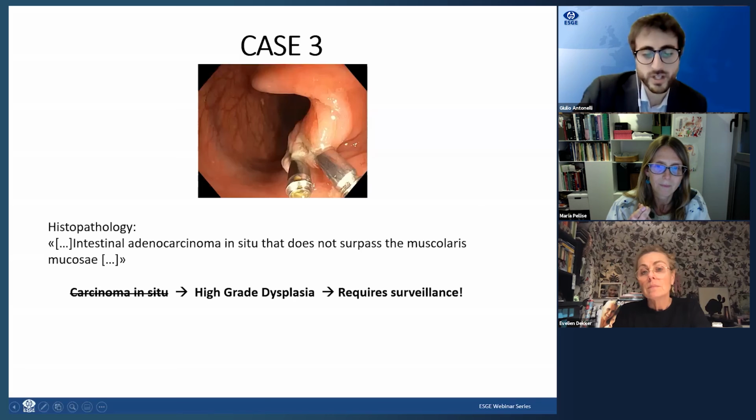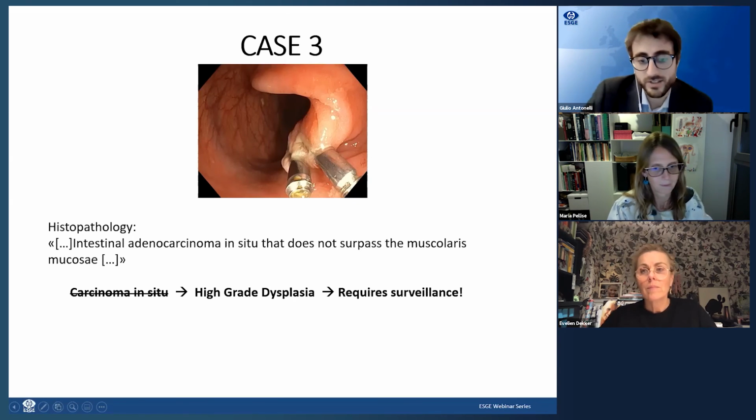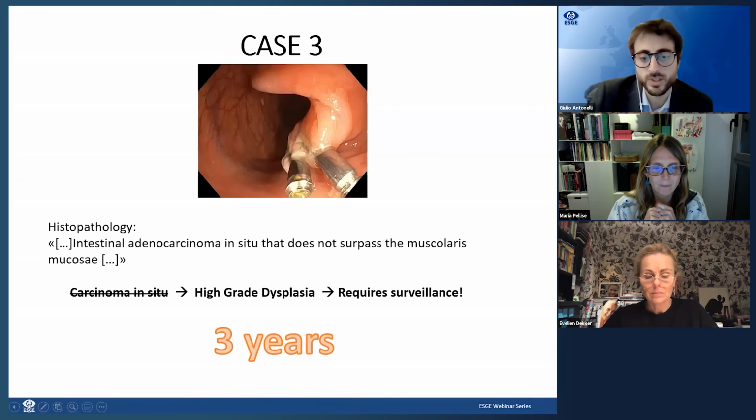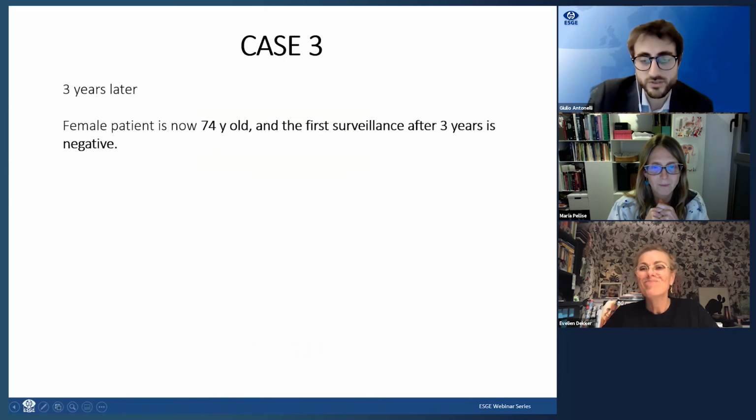Perfect. Yes, and that's why the revised Vienna classification has collapsed the definitions of high-grade dysplasia and carcinoma in situ to non-invasive high-grade neoplasia. And in this case, of course, we have a high-grade dysplasia, and this is a polyp that definitely requires surveillance. As you know by now, we will see him in 3 years' time. So let's try to move on, and we are fast forwarding to 3 years later.